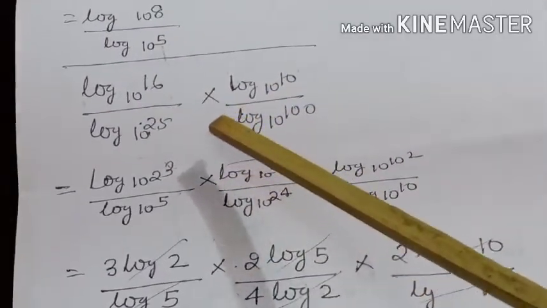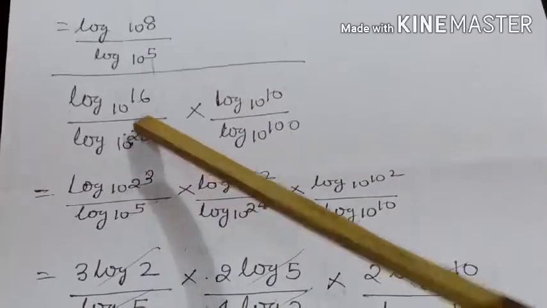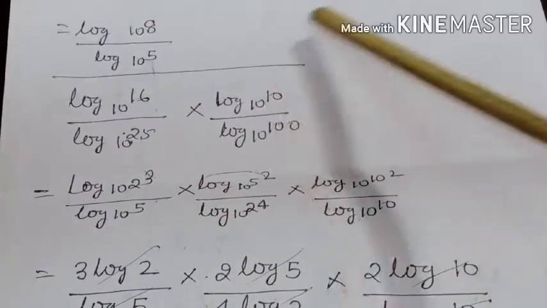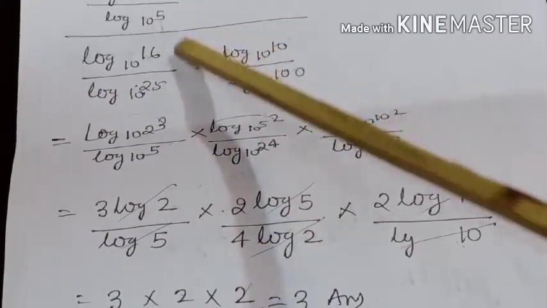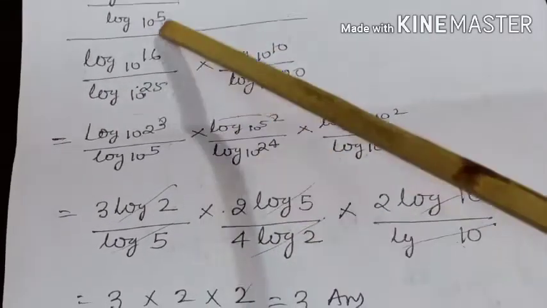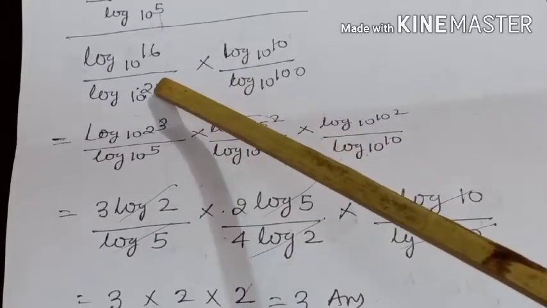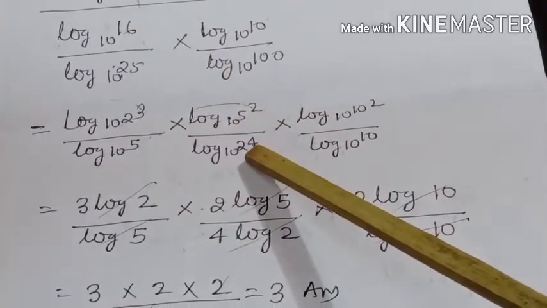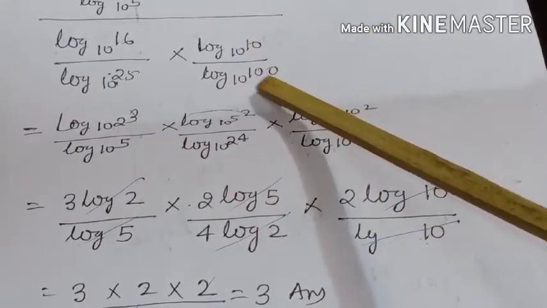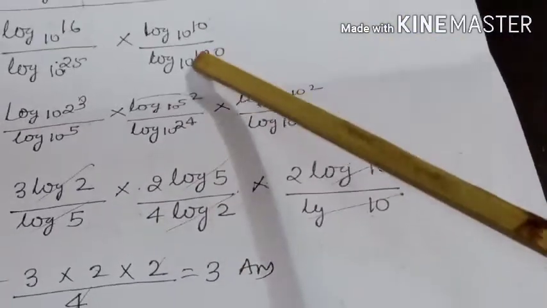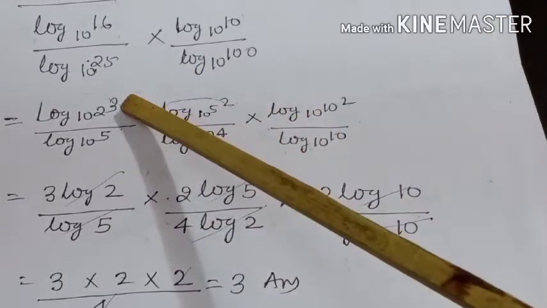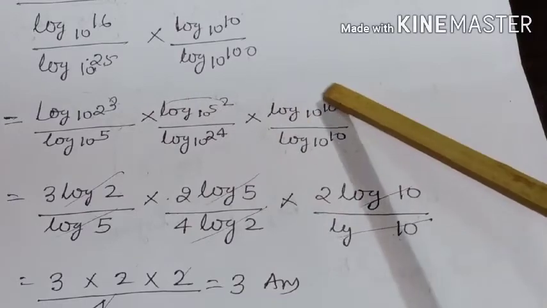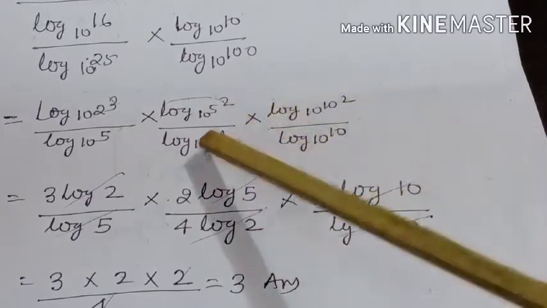Now what we'll do, we'll use general arithmetic. This will be shifted here, so this will go up, this will come down, this will go up, this will come down. So log 8 can be represented like 2 to the power 3. Log 5 as usual copied. Log 25 is going up, so it will be log 5 square. Log 16 will come down, it will be log 2 to the power 4. Log 100 will be written as log 10 whole square, and log 10 will be copied as usual.